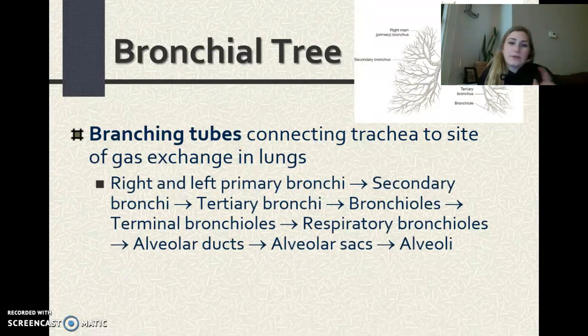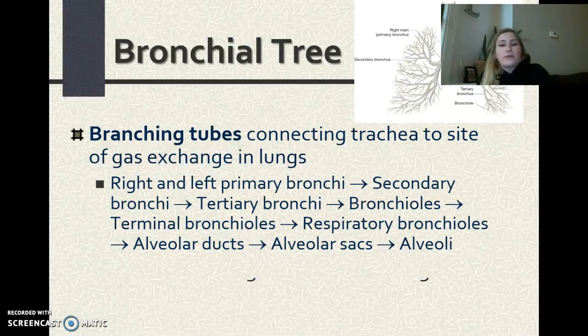So we see that left and right primary bronchi then go into the secondary bronchi, tertiary bronchi, then the bronchioles, which are the very, very small bronchi, just like how the arterioles were the little baby arteries and the venules were the baby veins. And then we get into the terminal bronchioles. Terminal means end. And then eventually the respiratory and the alveolar ducts, alveolar sacs, and then the alveoli.